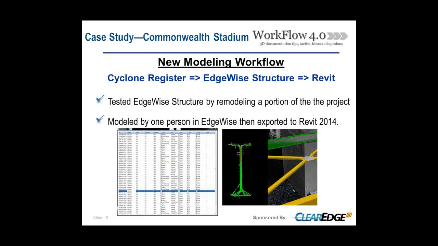So with the new modeling workflow, what we did was we went back once we got our hands on EdgeWise Structure, and we wanted to see what kind of time savings we could do. And we basically did this on 2 separate projects. And with this one being a recent project, we figured it would be a good one to test out. So we basically took all of our stuff, brought it in, and converted the file format so that we could bring them into Structure, and then began to start modeling some of the portions of the project.